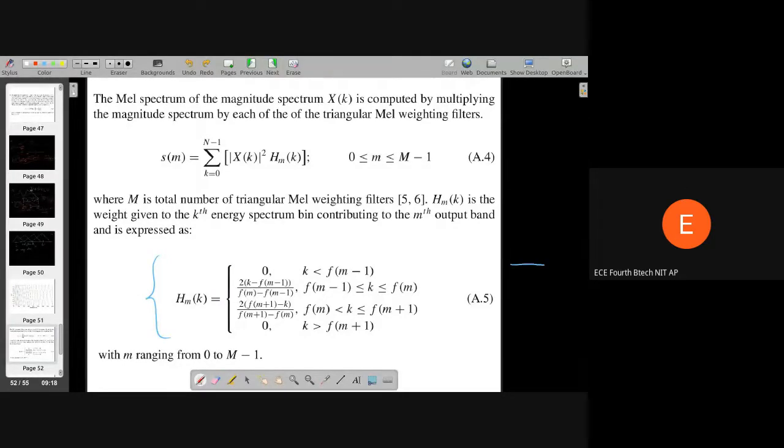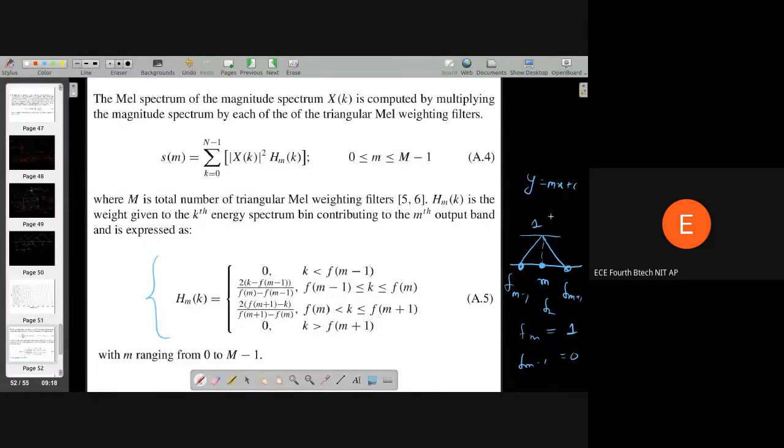It's side by side, maybe. So this is the Mel triangular filter. f_{m-1} was the center frequency of the previous filter, and f_{m+1} is the next. And this is 1 at f_m, and at f_{m-1} it equals 0. So y equals mx plus c. There are two unknowns and two values given, so m and c you can find.